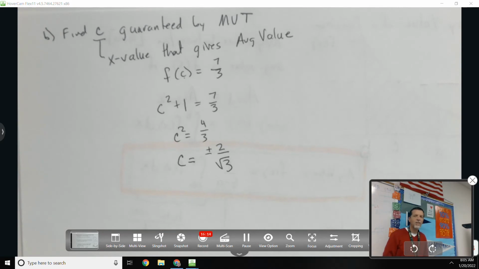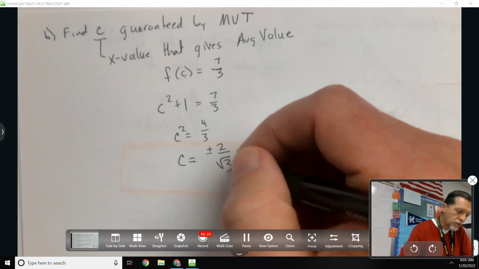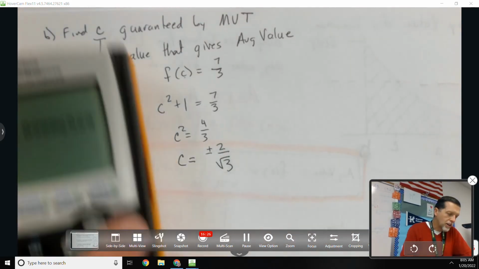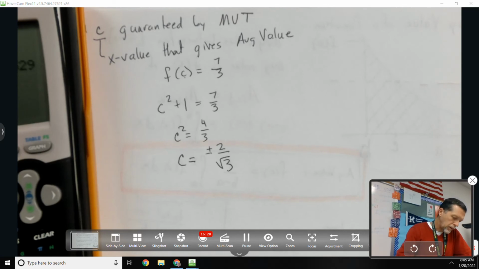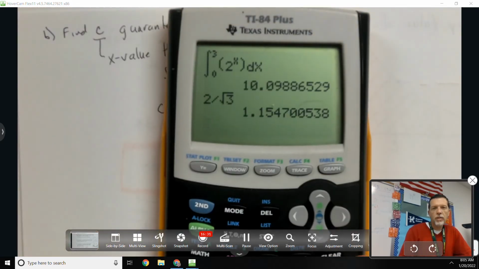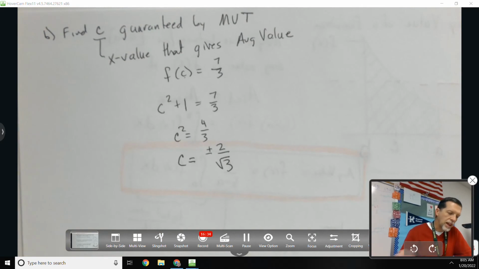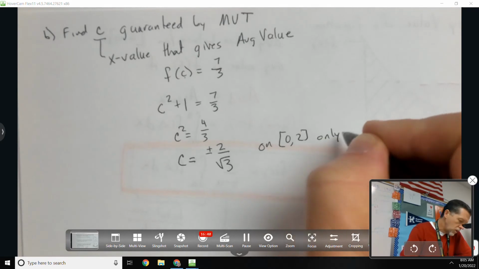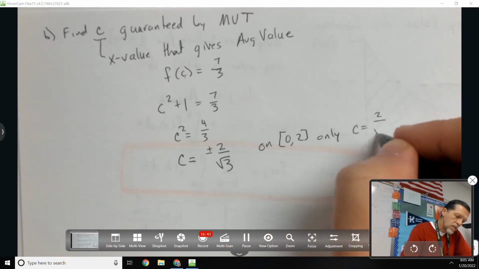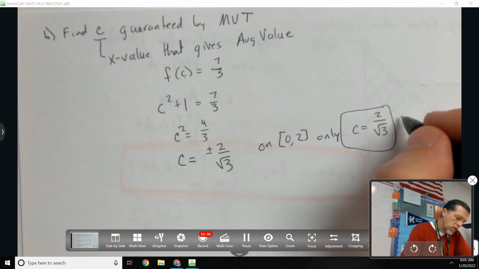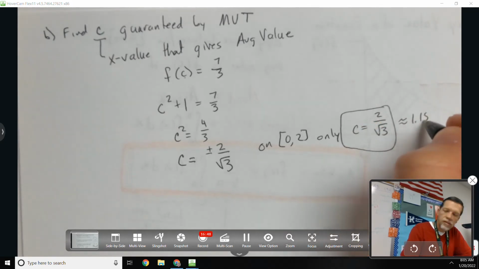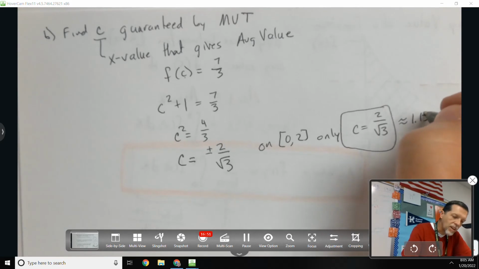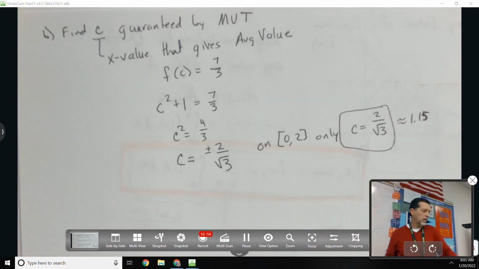I saw 1 yes and 1 no. Why not? It's negative, so the negative one's definitely not between 0 and 2. If you don't know what 2 divided by root 3 is, well, I don't either, but I know the negative one won't work. 2 divided by root 3 is 1.15, so we're good with that one, but that negative one we have to throw out. On 0 to 2, only the positive one. Again, if we care, that's about 1.15. That's just to sort of confirm to ourselves that it works.